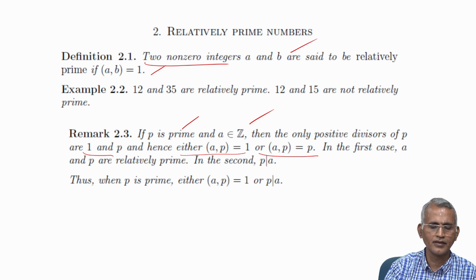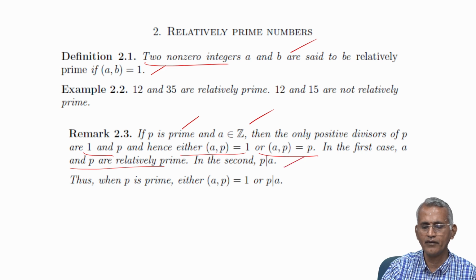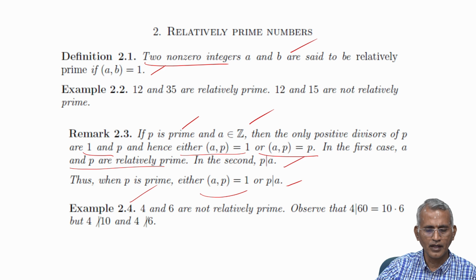The first case: a and p are relatively prime; the second case: p divides a. So, when p is a prime, either the GCD of a, p equals 1 or p divides a. This way we can note the notion of relatively prime numbers. Next example, 4 and 6 are not relatively prime because they have a common factor.